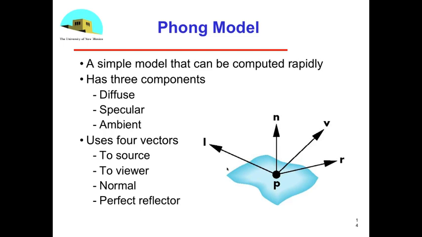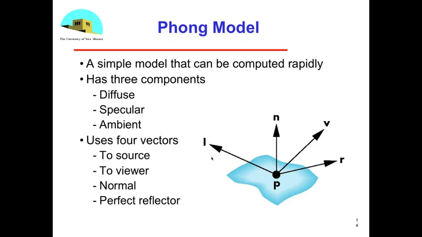A diffuse component, that's the part that corresponds to light scattering equally in all directions. A specular component, which is like a mirror or a very shiny metal surface, which concentrates light in a narrow angle, the limit being a mirror. And then an ambient component, which gives us equal light in every place in the scene. Now, to do that computation, he used four vectors.